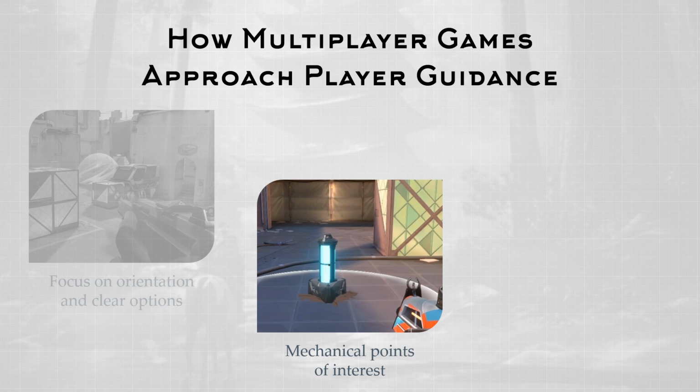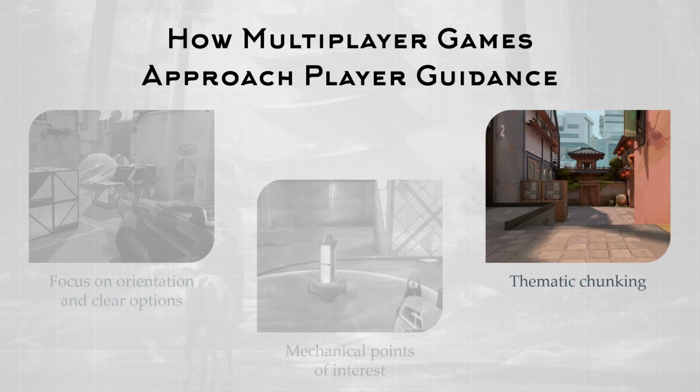And then something that's also done quite frequently is called thematic chunking. So within the same map of a multiplayer level, you'll often find huge contrasts in the visuals or the theme of different parts of the level. Just like here in Valorant, you have the part of the level in the foreground that looks more like a modern factory, and then in the background we see old Chinese architecture.